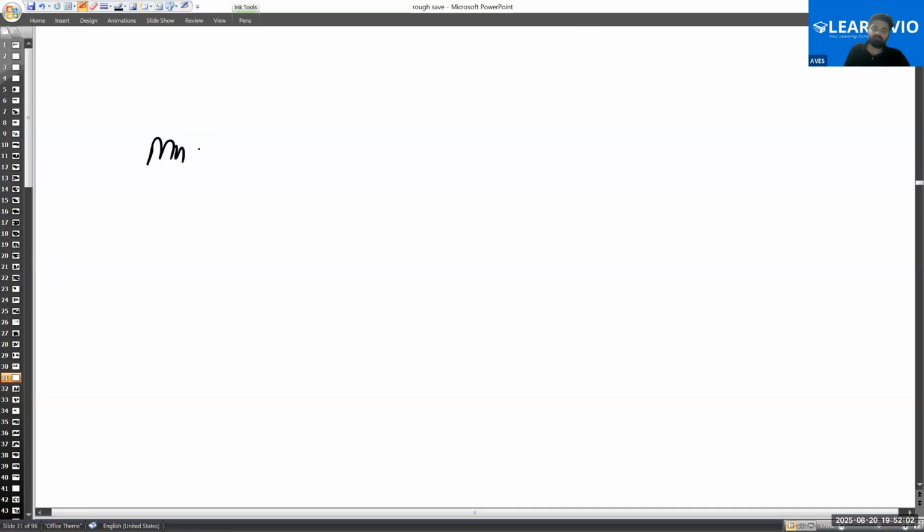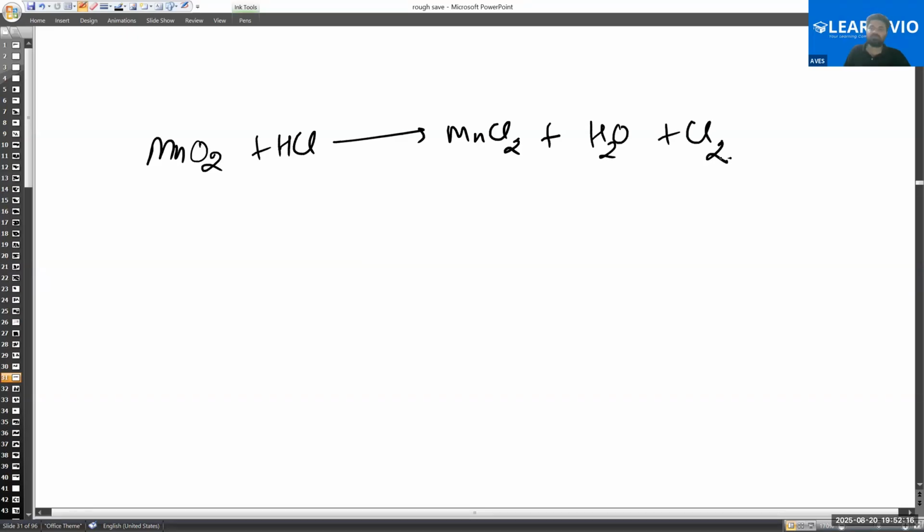If I write MnO2 when react with HCl, it will give you MnCl2 plus H2O plus chlorine gas. Can you tell me which substance is oxidized and which is reduced? MnO2 is oxidized or reduced? Tell me, MnO2 is oxidized or reduced?